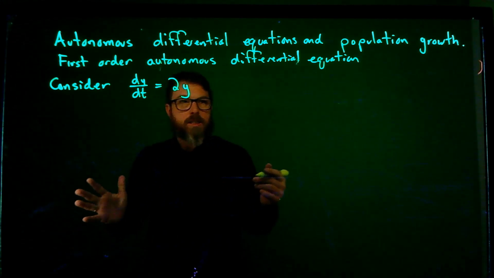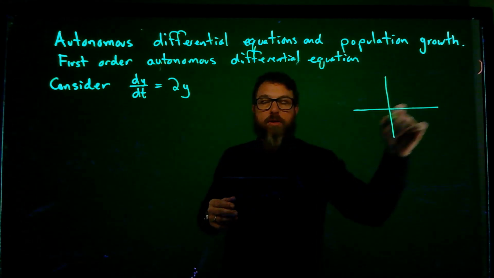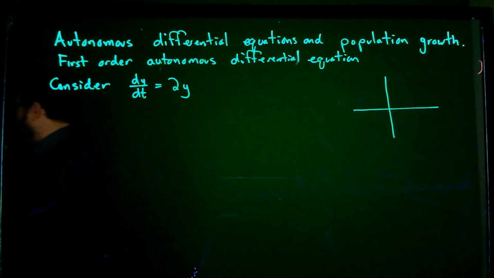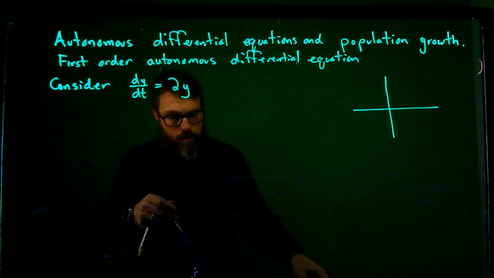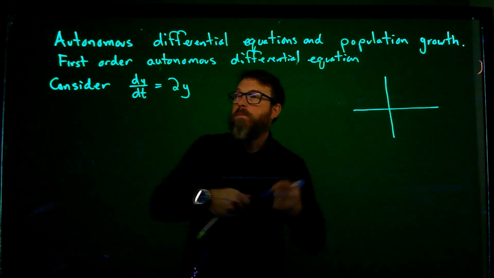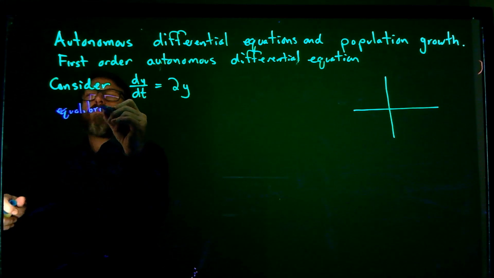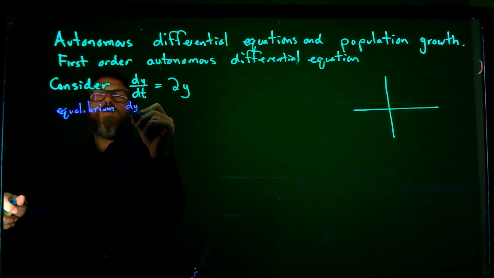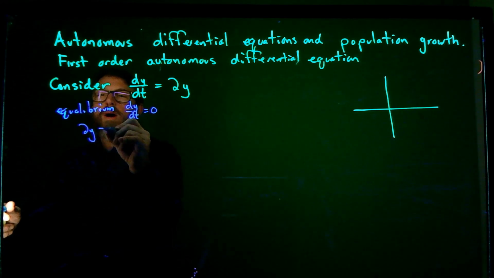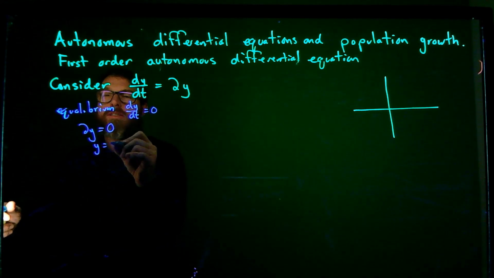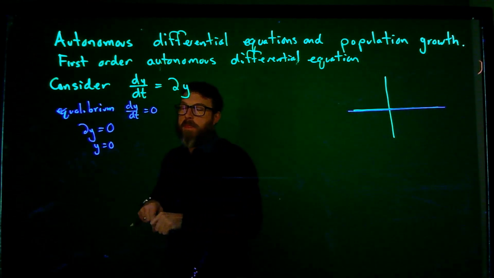Now, we did some phase graphs of this, and I'm going to do them a little quicker here. If I want to find its equilibrium, remember that equilibrium happens when the derivative is equal to 0. This is when dy/dt is equal to 0. So we're really just solving 2y equals 0, so we get y equals 0. So we can see that there's equilibrium right here, y equals 0.